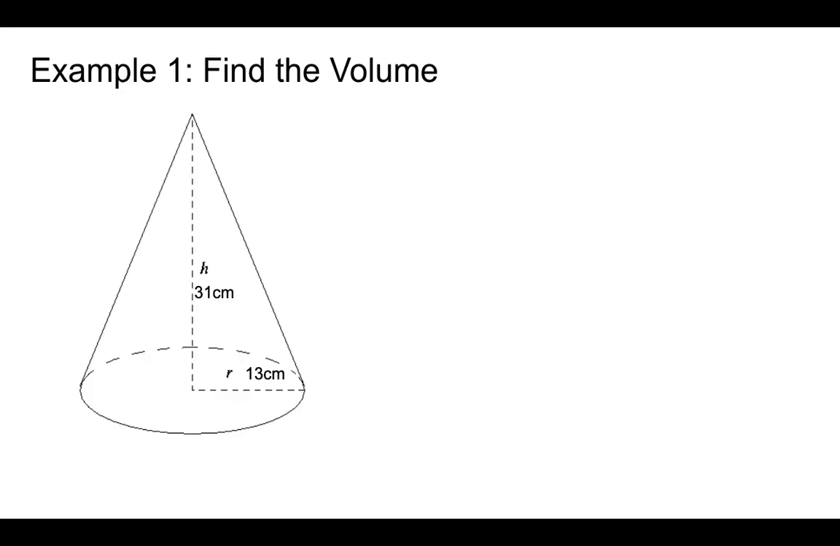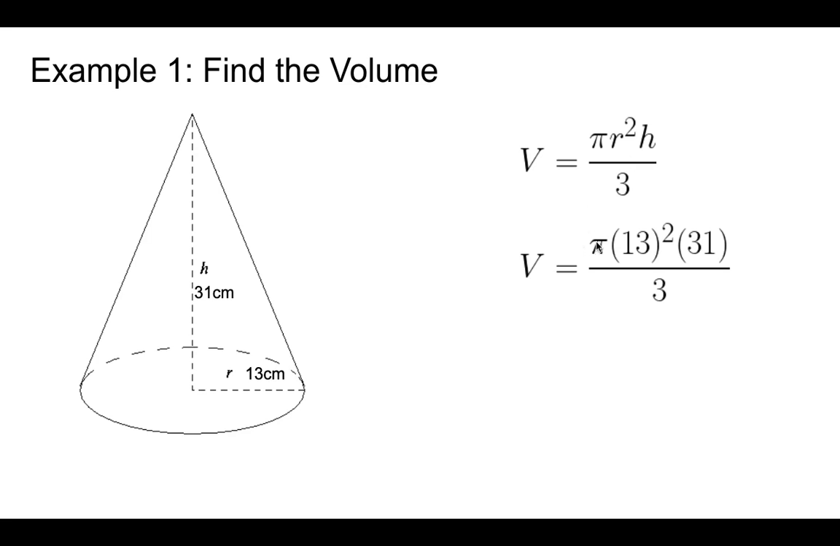Okay, let's do some examples. So let's see we have this cone. It has a radius of 13 centimeters and a height of 31 centimeters. So we're going to find the volume. Our volume equation is pi r squared times h divided by 3. And now we're going to put our numbers in for pi, r, and h.